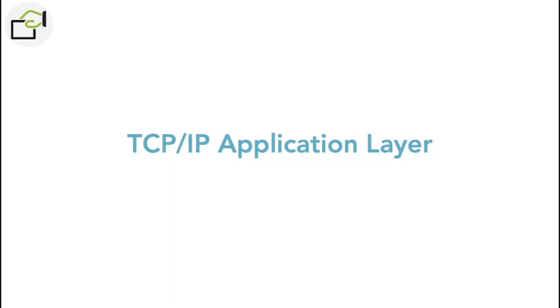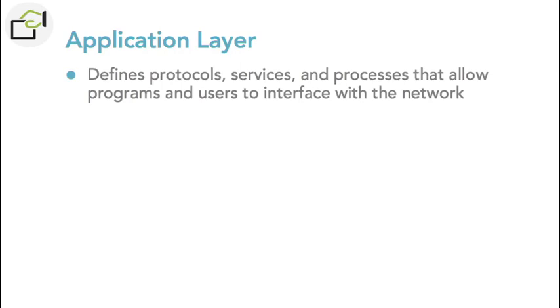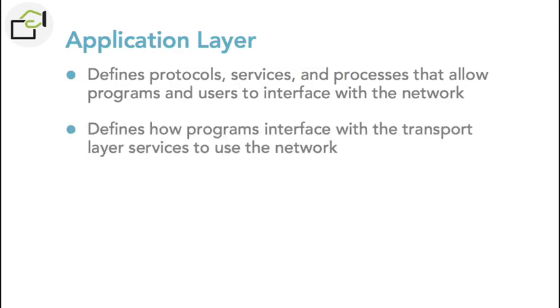Now we've looked at the TCP/IP model generally. Let's go ahead and look at each particular layer of the TCP/IP model like we did with the OSI model. The first layer we're going to look at is the TCP/IP application layer. The TCP/IP application layer defines the protocols, services, and processes that allow both programs and users to interface with the network. The application layer also defines how programs interface with the transport layer services below the application layer that enable it to use the network.